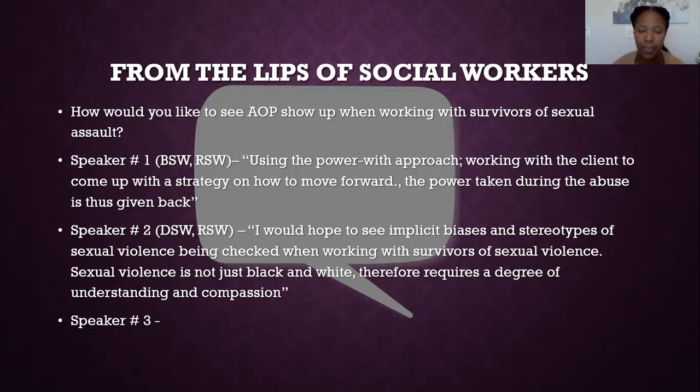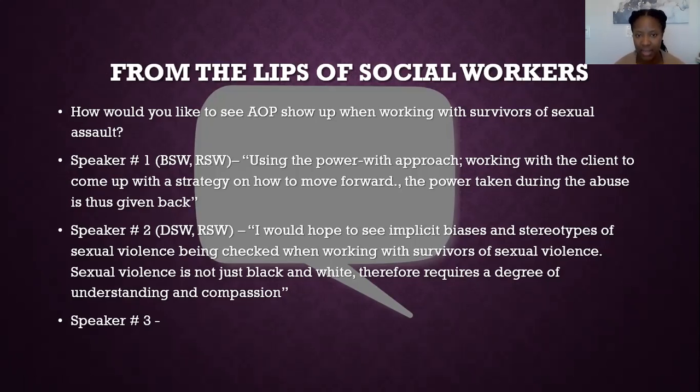Speaker number 1, who is a BSW, RSW, she said using the power with approach, working with the client to come up with a strategy on how to move forward. The power taken during the abuse is thus given back.